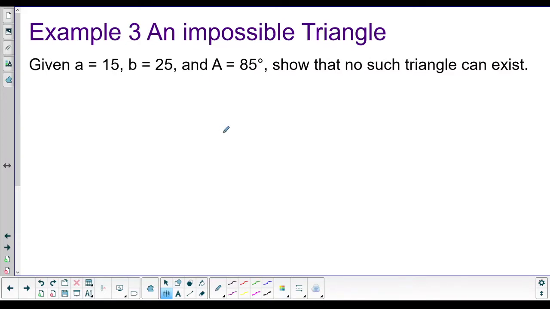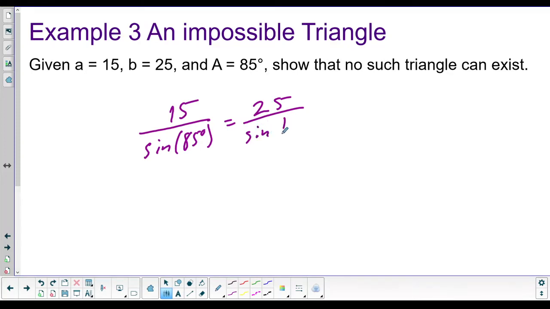So let's go ahead and look at it, try it, and see what happens. So let's set up our law of sines first. We'll see that there's a problem, and then I'll do some drawings and show you why. So we have 15 over sine of 85 degrees equals 25 over sine of capital B equals C over sine of C.